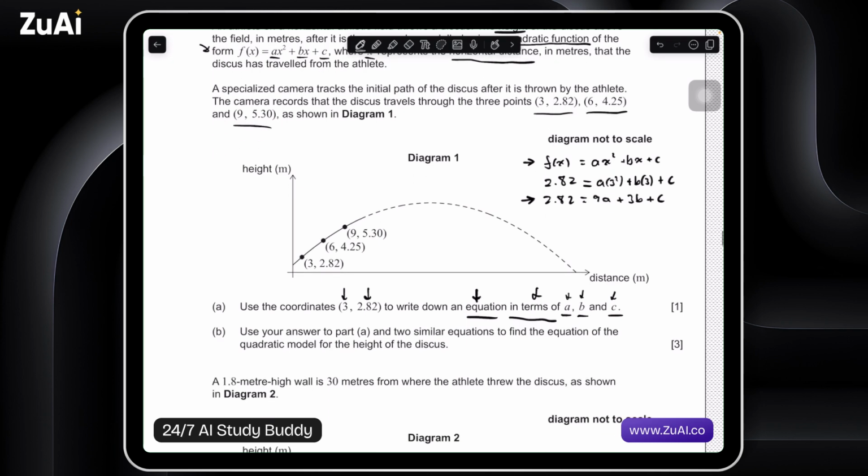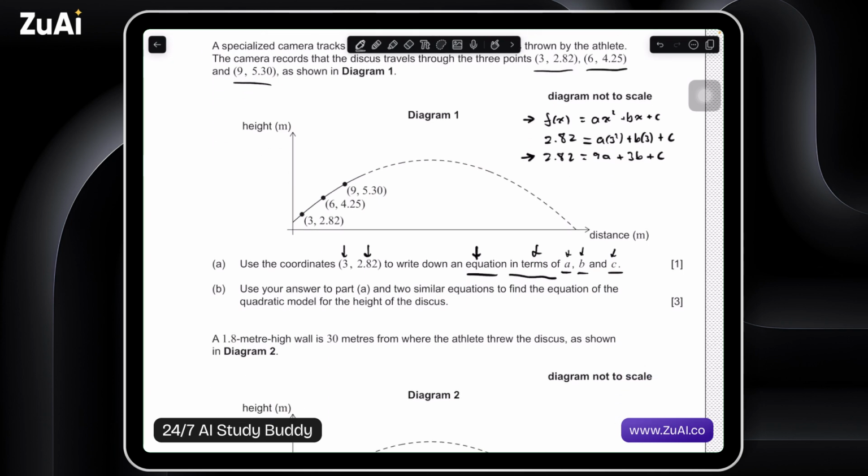One more question. Use your answer to part A and 2 similar equations to find the equation of the quadratic model for the height of the discus. Not a fan of this question, to be honest, because I think they are in some sense shoehorning or pigeonholing the test taker to solve it in a certain way, which I don't think is the most efficient way.